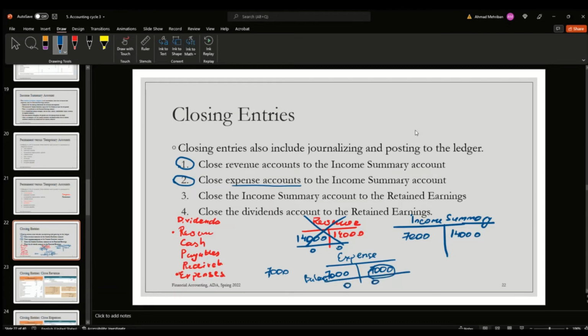There's nothing left. Now, income summary gets balanced out, and 14,000 minus 7,000, we have 7,000 of net income.